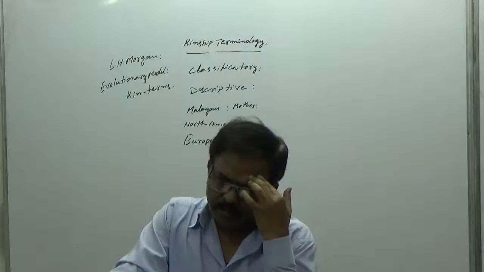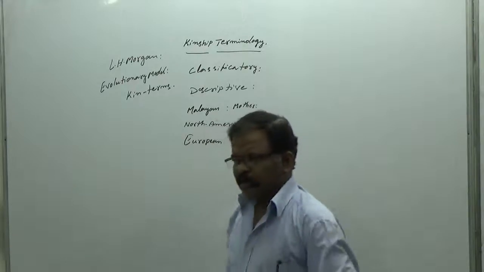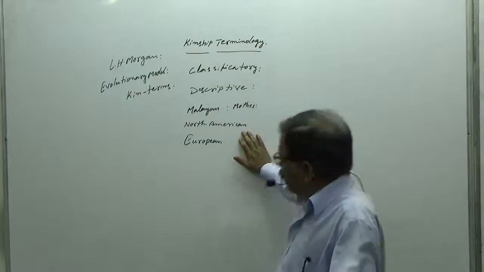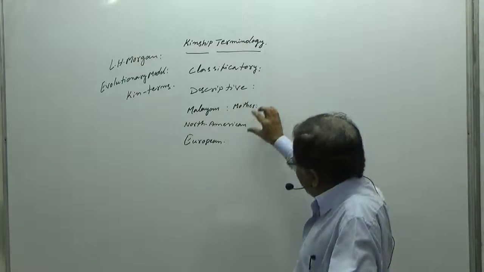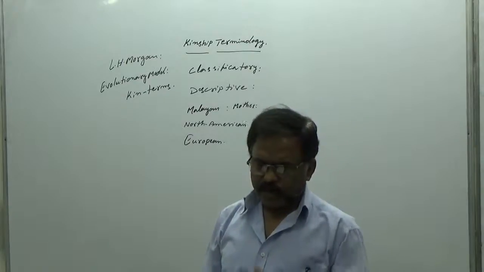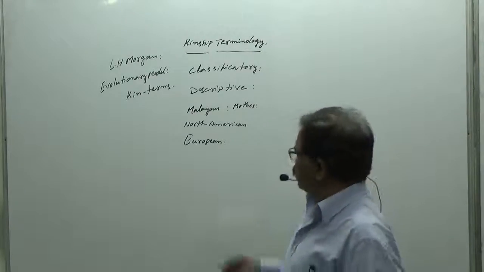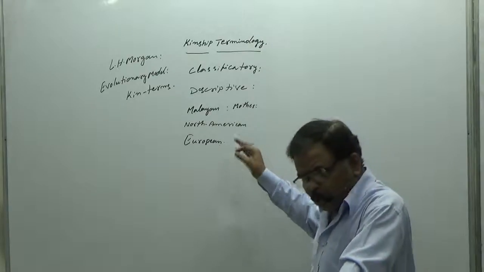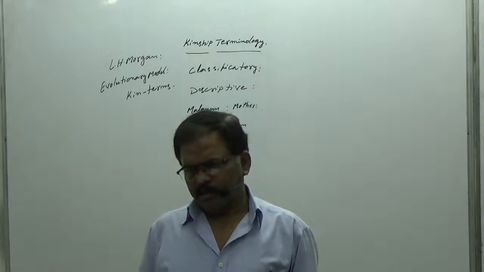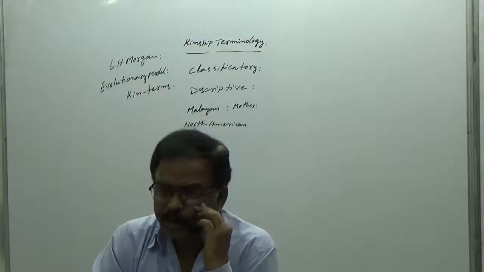In Malayan kinship. At the same time, in North America, they use the term mother for mother and mother's sisters only, not for the father's sisters. In Europe, they use mother only for the woman who has given direct birth. Even mother's sister is known as auntie. A different term they use.